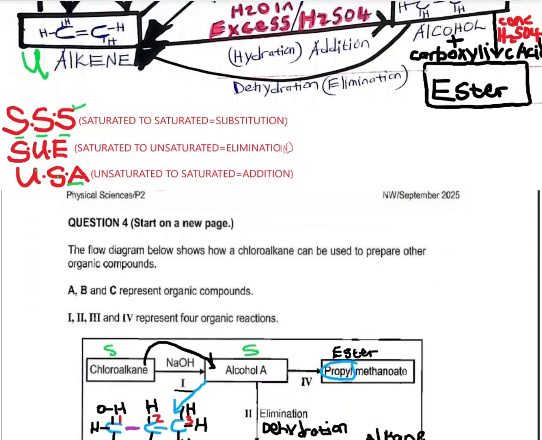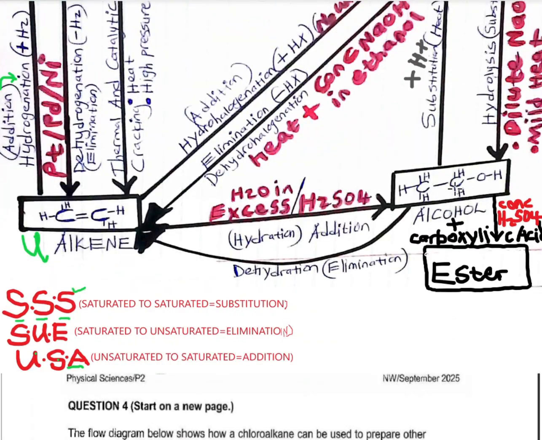But if you don't remember that, here is the summary. From an alcohol going to an ester, we know that we are going to add the carboxylic acid. The alcohol is going to be reacted with the carboxylic acid to form an ester under the reaction condition, concentrated sulfuric acid and some heat, of course.